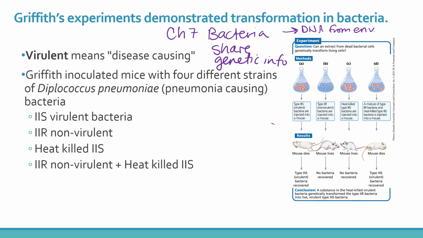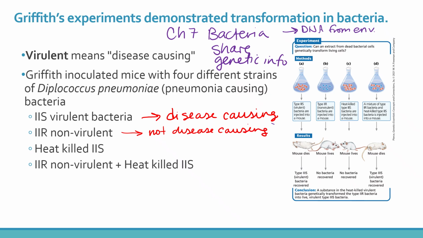So Griffith inoculated these lab mice with 4 different types of Diplococcus pneumoniae. The first was the virulent bacteria, so the 2S virulent bacteria. These bacteria are going to be disease causing. And so I'd like you to think about what this is going to do to the mice. So if it causes disease, it's probably going to kill them. Next was a non-virulent strain, so a strain of Diplococcus pneumoniae that was not disease causing.